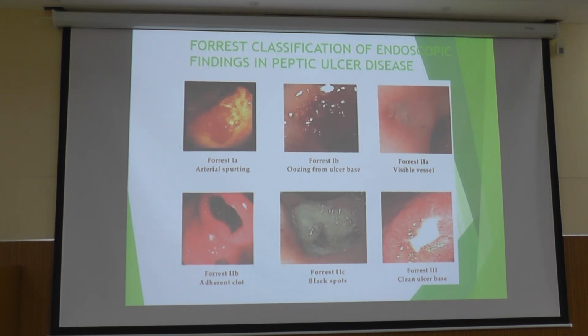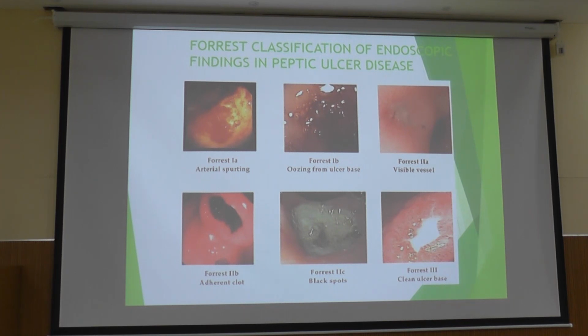Then the other two classes, the last two classes, black spot ulcer and ulcer with a clean base, have a very low risk of rebleeding. Okay, so these can be managed with PPIs and anti-H. pylori medications. Whereas in the first three, some intervention is needed.